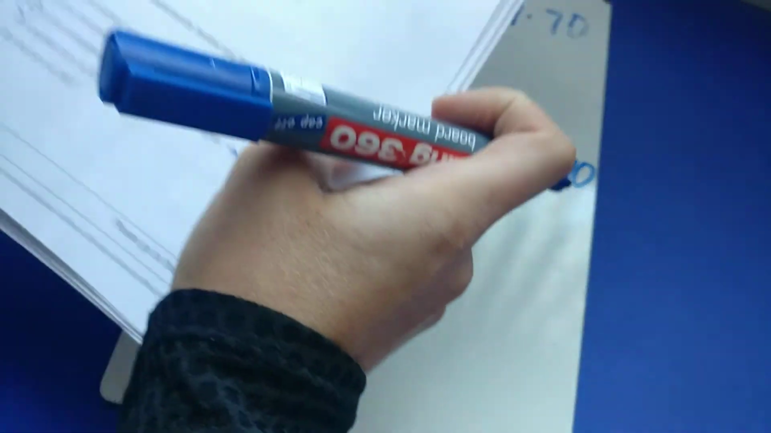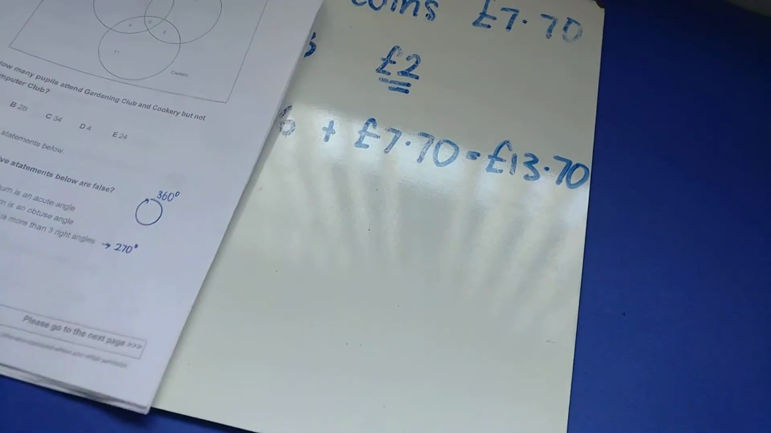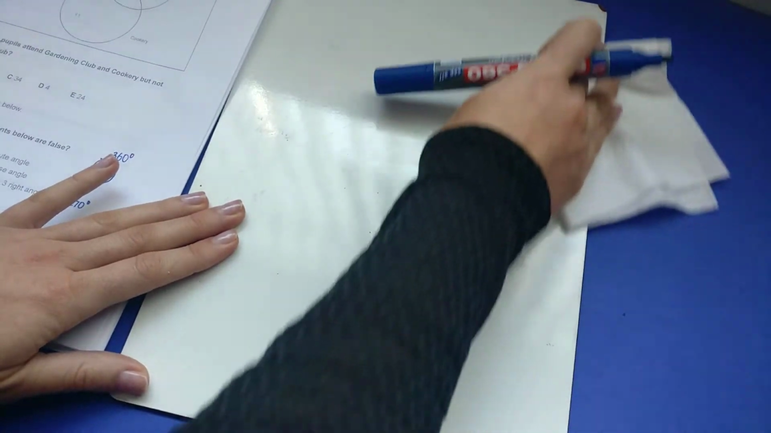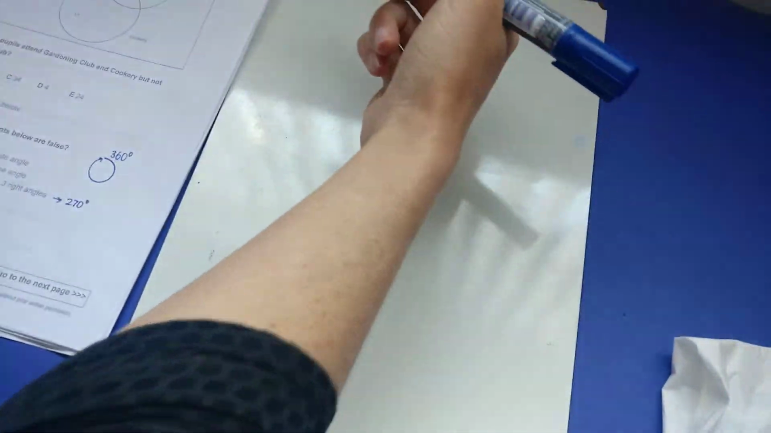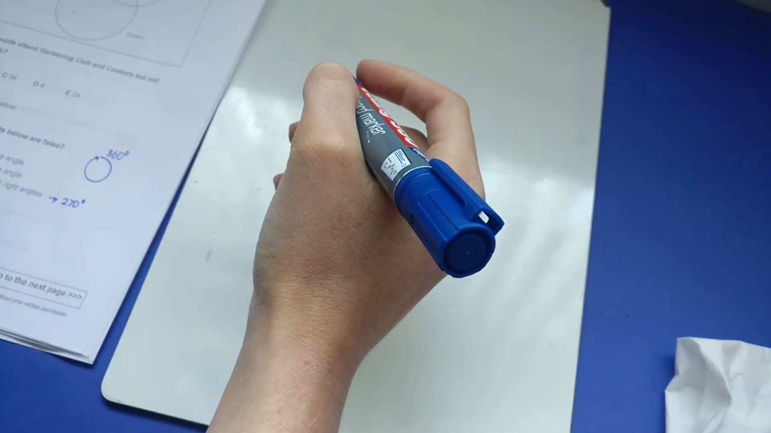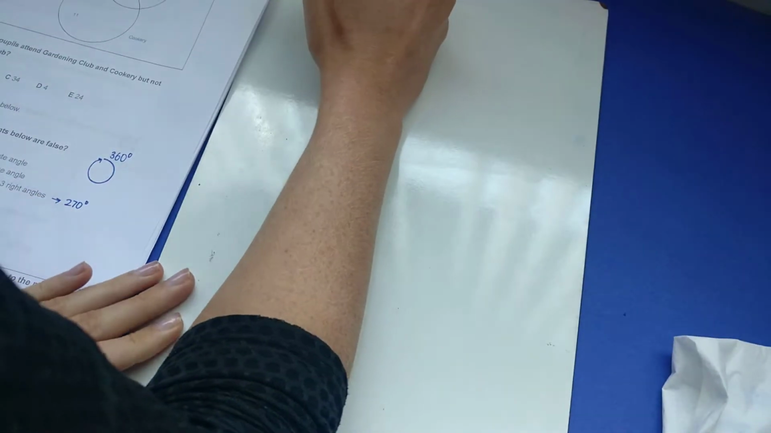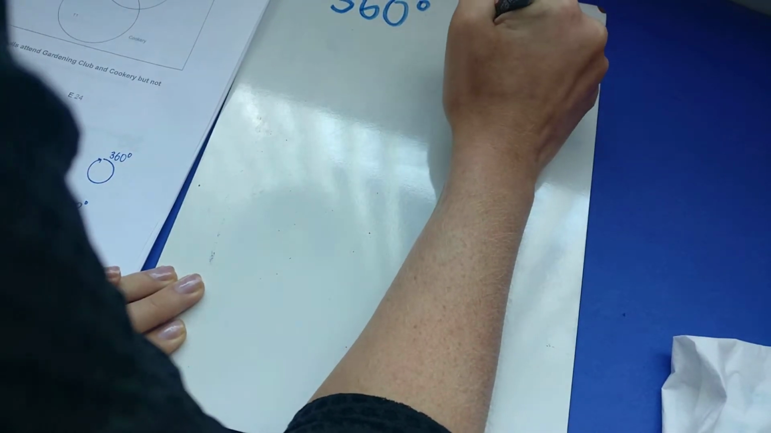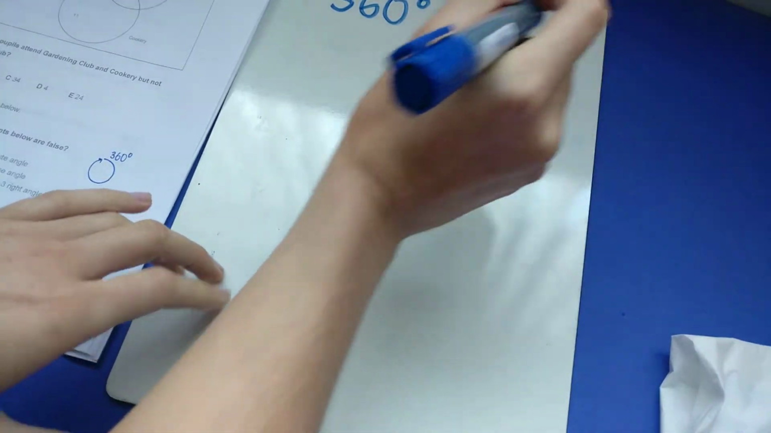In 38, okay, so it tells us that there are 5 statements, okay, and which of them is false, so 4 of them are true, and it's asking you about a complete turn. A complete turn is 360 degrees. You need to learn that the whole way around, okay.